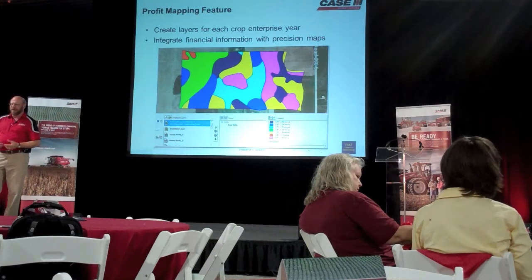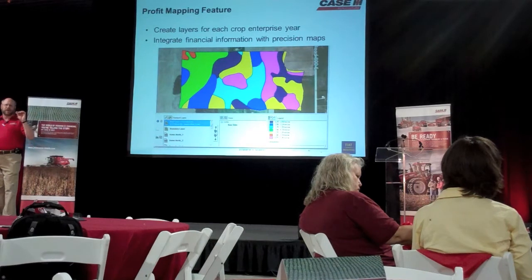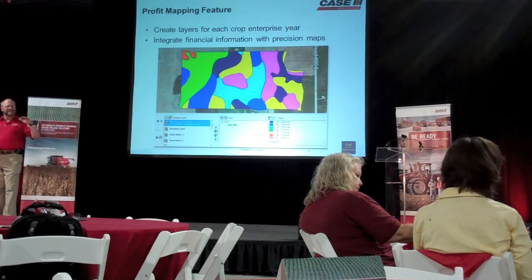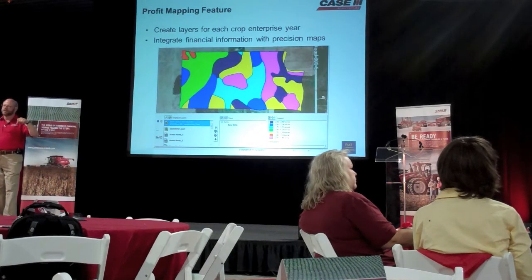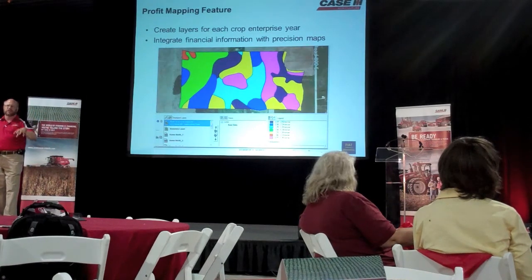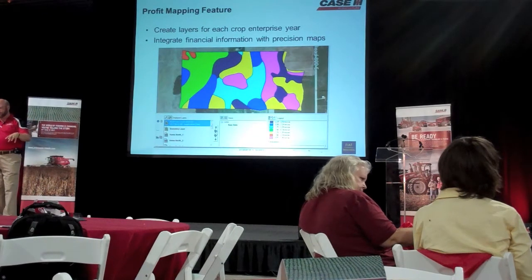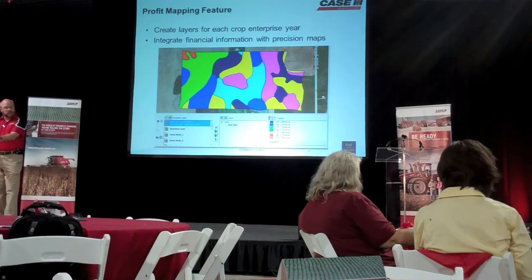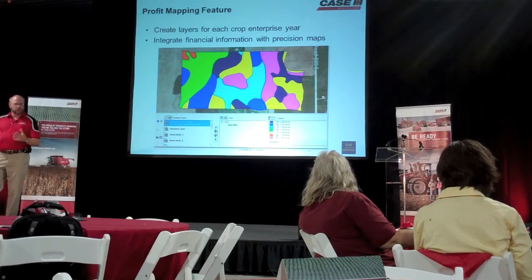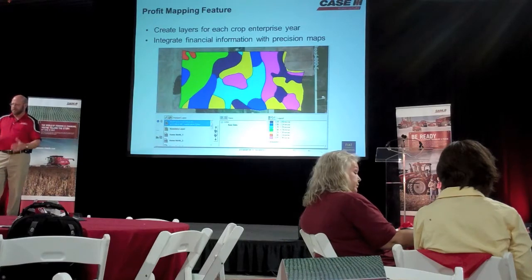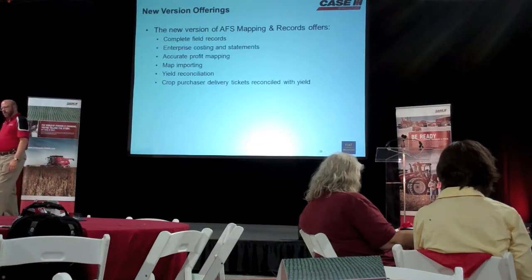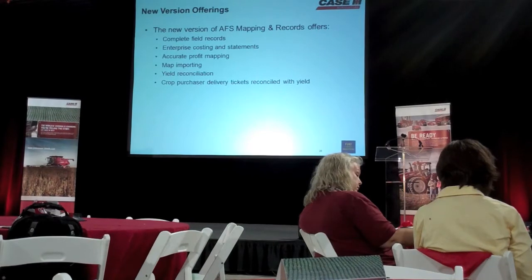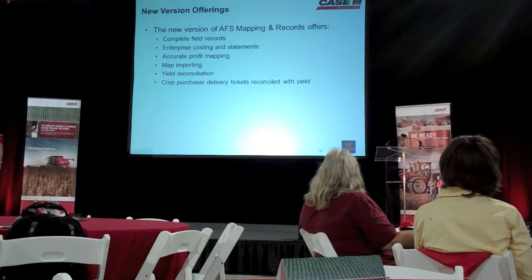So when we talk about profit mapping, if you look at a crop layer as a business, as a segment of the business, I grew corn in this field this year, and I want to do all the analysis on that corn crop in this field this year, I need access to all the financial data to do that. And it is integrated. It's all there together. So you can do this on a financial basis. If we look at this mapping and records piece, it lets you keep field records. And then the second point is really about the financial side.